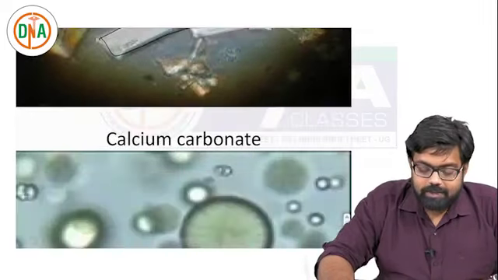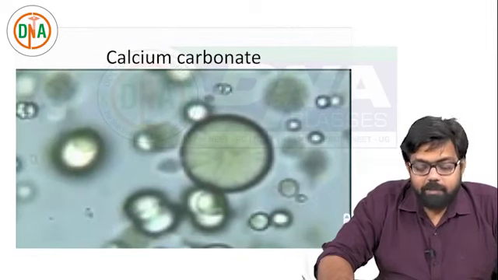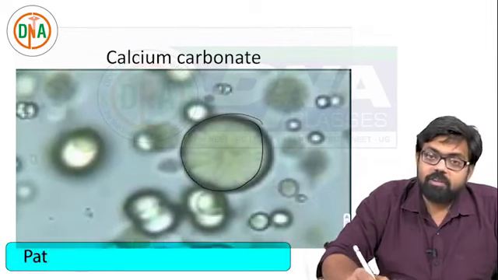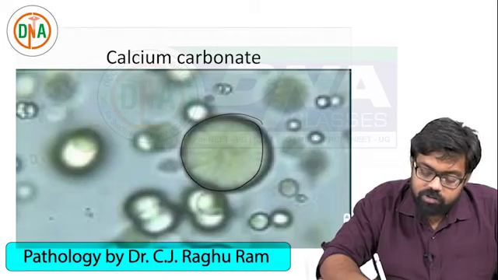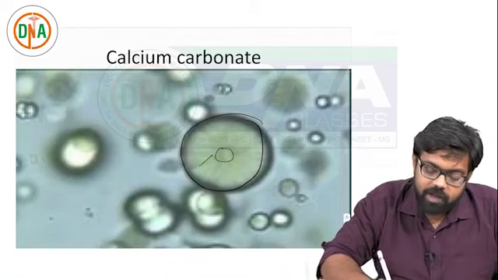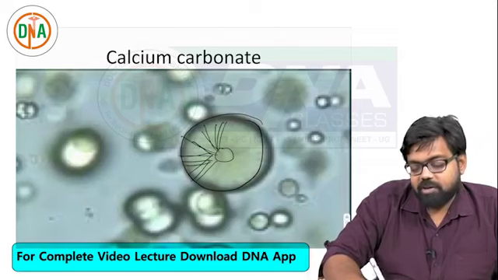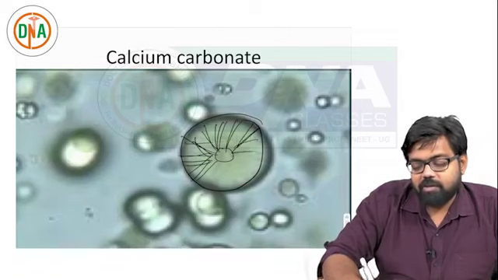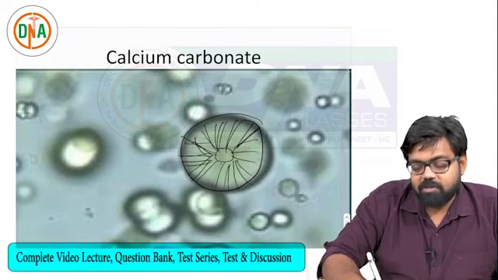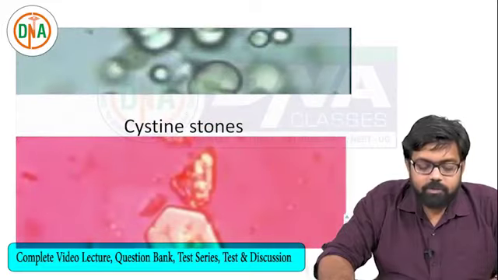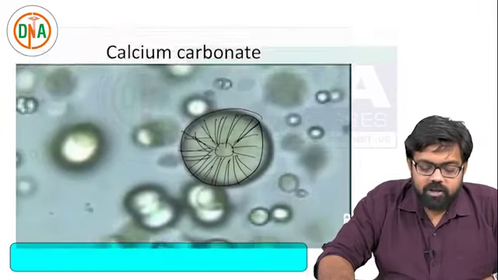Next one is calcium carbonate. Most of the crystals will be spherical. If you have a closer view of this, it will have some radiating lines all over. This is the characteristic feature of a calcium carbonate stone. It will be spherical with radiating lines to the center. This is a calcium carbonate stone.